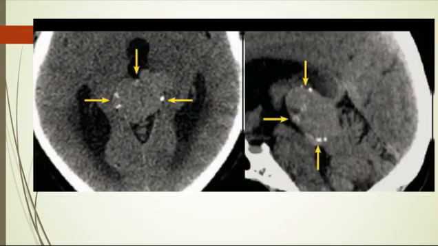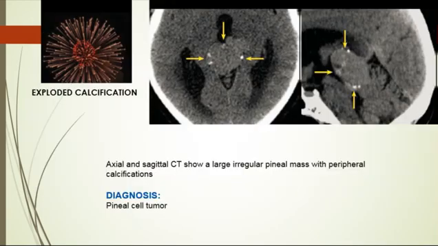Now, what do you think is going on here? This is the opposite of the engulfed calcification. This is the exploded calcification. Okay. Yeah, the germinoma was the engulfed one of the pineal gland calcification. This is the opposite. It's outside, outward bulging. Exploded calcification, indicating pineal cell tumor or pineal parenchymal tumor like pineoblastoma or pineocytoma.